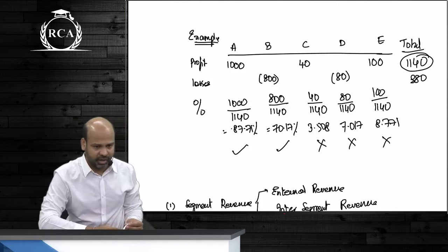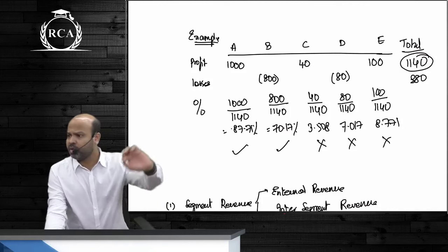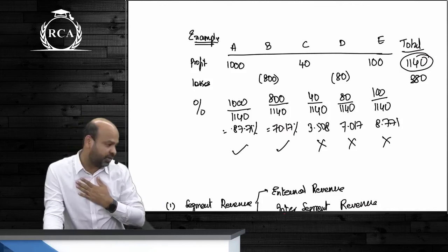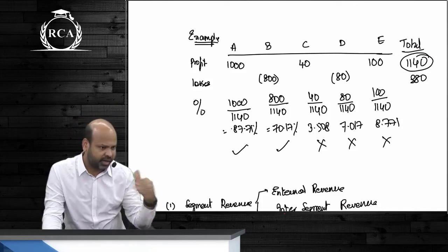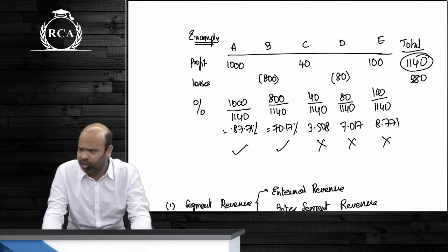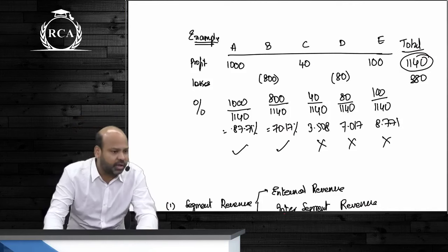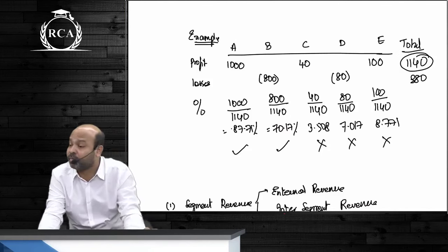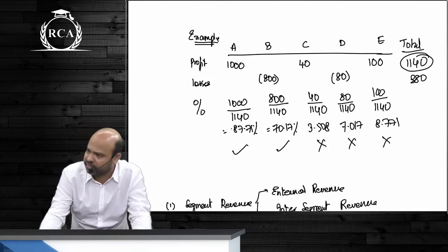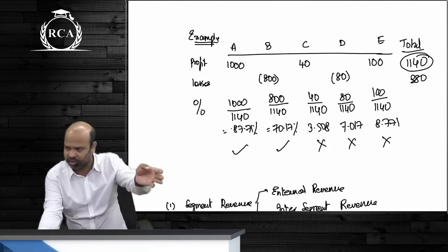Now, apart from these 3 conditions, I also told you as such beta that management at its discretion can include any other segment as such beta as a reportable segment. At their discretion, they do not have to go by any of these limits.